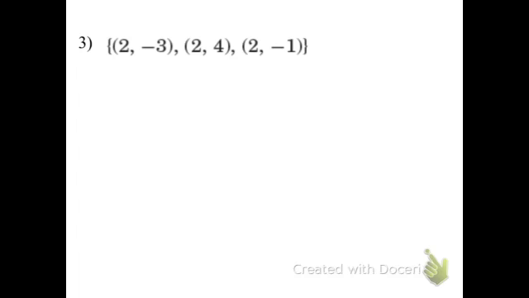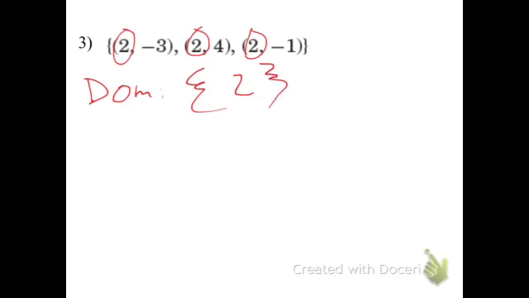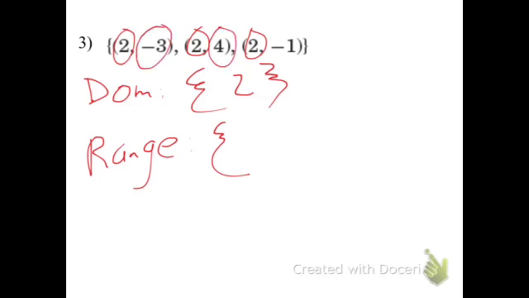So let's look at 3. We need to list again the domain and the range. So our domain here, that's all the x values. You notice all those are the same. So really you only list 2 once, because it's just being used over and over. The range are the possible y values that you get out of this list. So look at -3, 4, -1. And that's going to be your list: -3, -1, and 4. Okay?